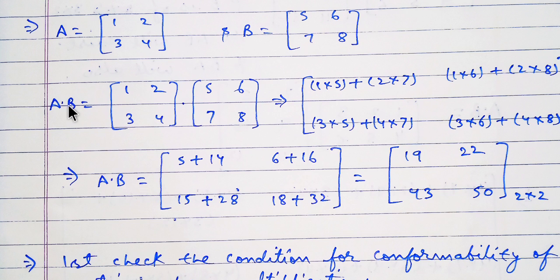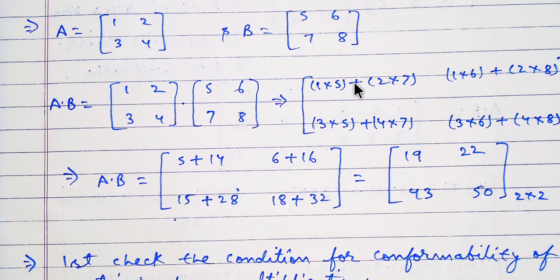So now A dot B will be defined as this: A prefactor, B post factor. And now what we have to do? We have to multiply the components of the first row of the prefactor with the corresponding elements of the first column of the post factor. So 1 will be multiplied with 5 and 2 will be multiplied with 7, and we have to put a plus sign between them. So 1 into 5 plus 2 into 7. This will be our first element.